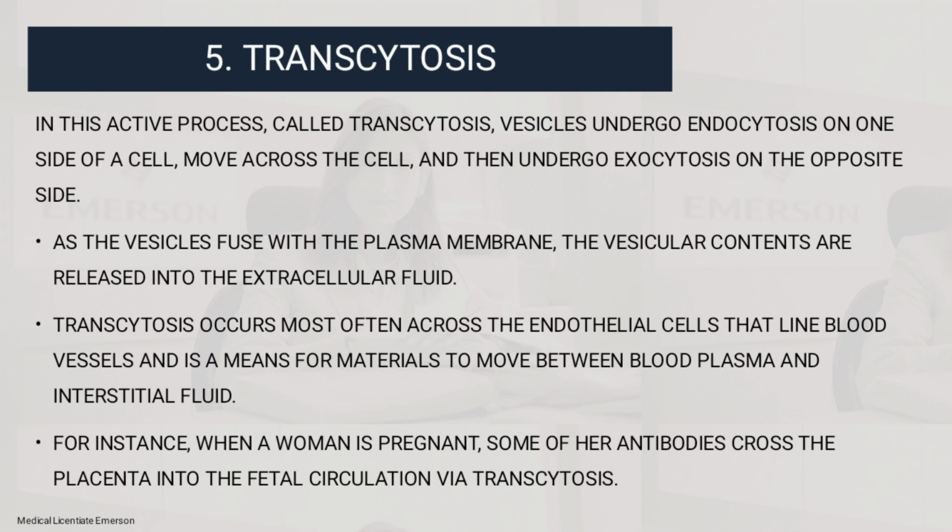Okay. Then the last type of movement is transcytosis. This is an active process where vesicles undergo endocytosis on one side of a cell and move across the cell, and then undergo exocytosis on the opposite side. As the vesicles fuse with the plasma membrane, the vesicular contents are released into the extracellular fluid. Transcytosis occurs most often across endothelial cells that line blood vessels, and is a means for materials to move between plasma and interstitial fluid. For instance, when a woman is pregnant, some of her antibodies cross the placenta into the fetal circulation via transcytosis. That's the mode of transportation.